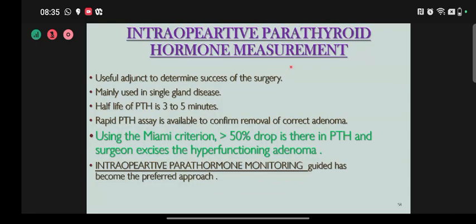Intraoperative parathyroid hormone measurement is a useful adjunct to determine the success of surgery, mainly used in single gland disease. The half-life of PTH is 3 to 5 minutes. Rapid PTH assay is available to confirm the removal of the correct adenoma. Using the Miami criteria, there is a 50% drop in PTH, and the surgeon excises the hyperfunctioning adenoma. Intraoperative parathyroid hormone monitoring guidance has become the preferred approach nowadays.